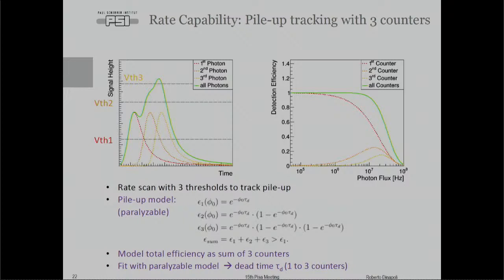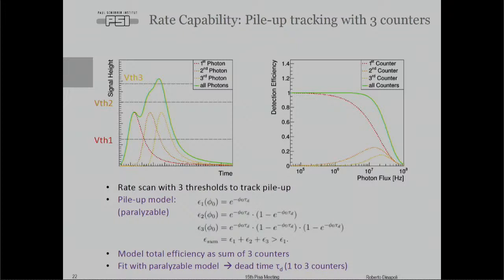So this means that here you can say, well, we have a second photon, and you can even detect the third one with a third threshold. Here you can see a simulation of what happens with 1 counter, in the second and in the third counter. When you put everything together, you end up with this green curve, which is actually extending the rate capability of the chip, of the system, with respect to a single counter.